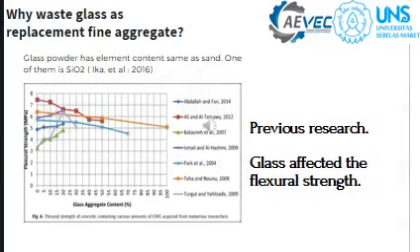Why waste glass as replacement of fine aggregate? Because glass powder has the same element content as sand. One of them is silicon dioxide. That is a previous research. The flexural strength of concrete containing variations in the amount of waste glass was acquired from numerous research. There are many changes for every variation of waste glass. So we can conclude that glass affects the flexural strength.